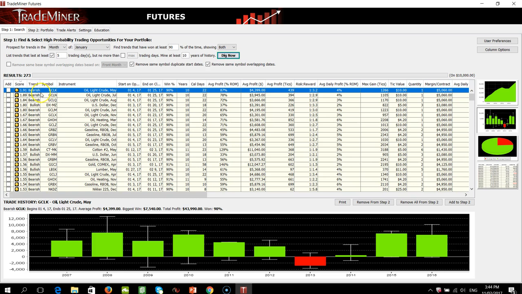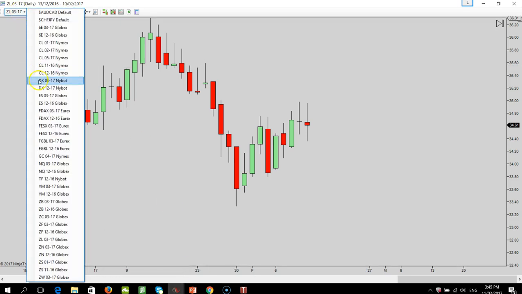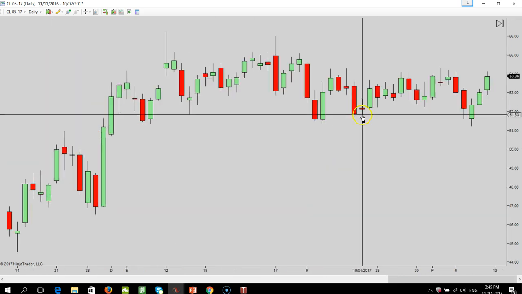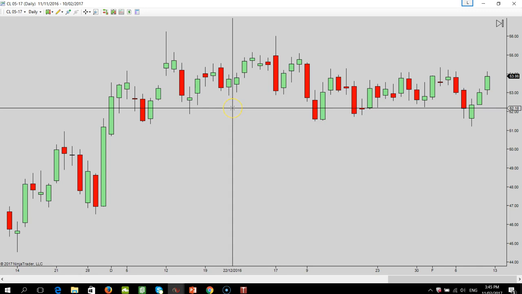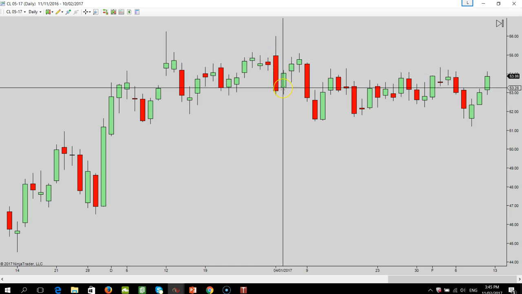Okay, so it's done. So let's see the top one, bearish crude oil. Bearish, so you're getting short on January 4th, cover it back on the 25th. It was May crude. Get short on the 4th. Where am I here? That's not it. So the 4th is where? Oh, that's the 3rd. That's too bad I didn't tell you to get short on the 3rd. But anyway, this is the 4th.